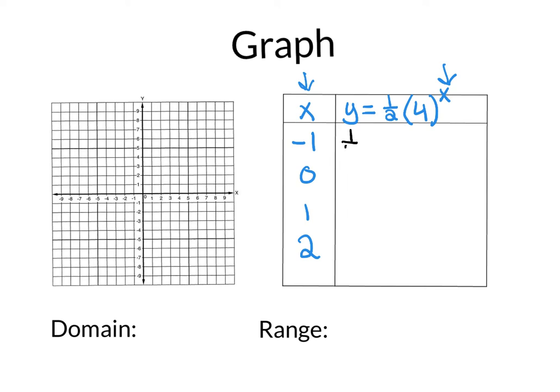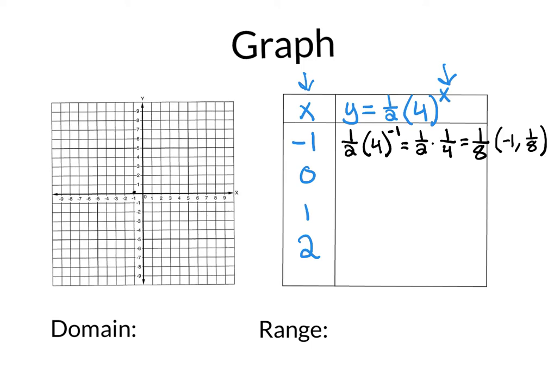So 1/2 times 4 to the power of -1. Well, let's see, that would be 1/2 times 1/4, because a negative exponent means fraction, and so this is 1/8. So I'm going to plot the point (-1, 1/8). So -1, and I'm going to go up a tiny bit.